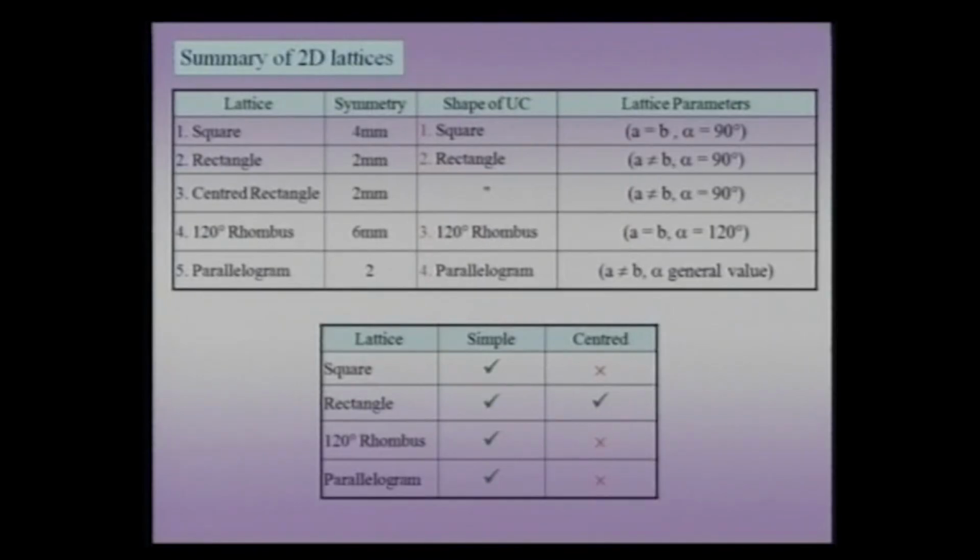Just to summarize the data above in a different form of a table, we consider the table as shown in the figure below, and the table shows you that for the square, for the 120-degree rhombus and the parallelogram, there are no centered variations of the lattice. The centered lattice is possible only in the case of the rectangle lattice.